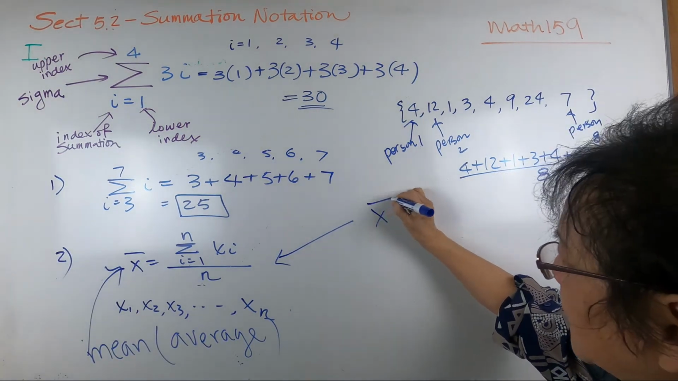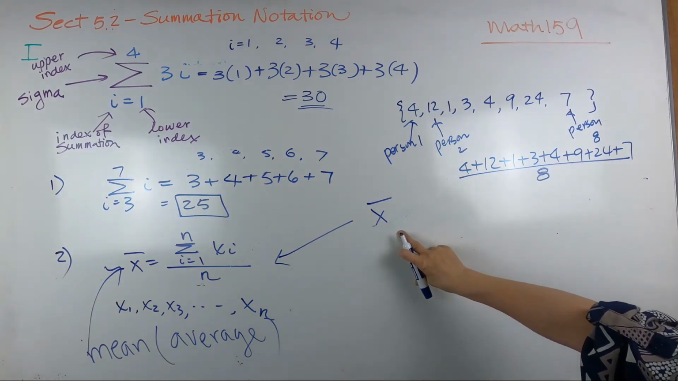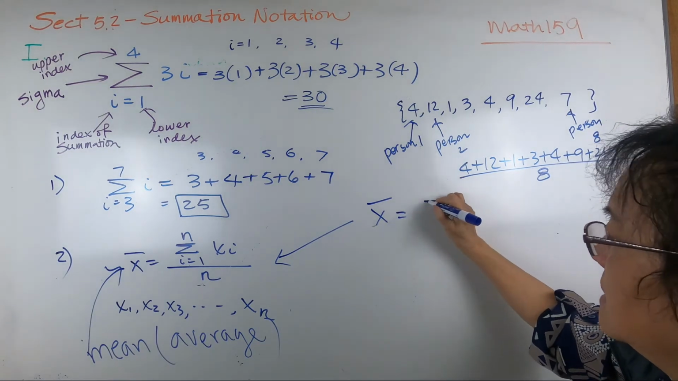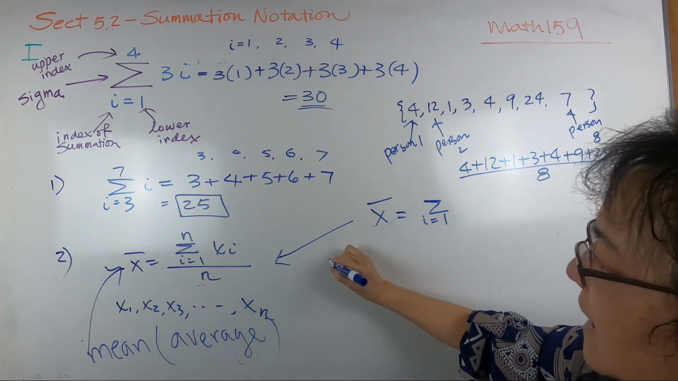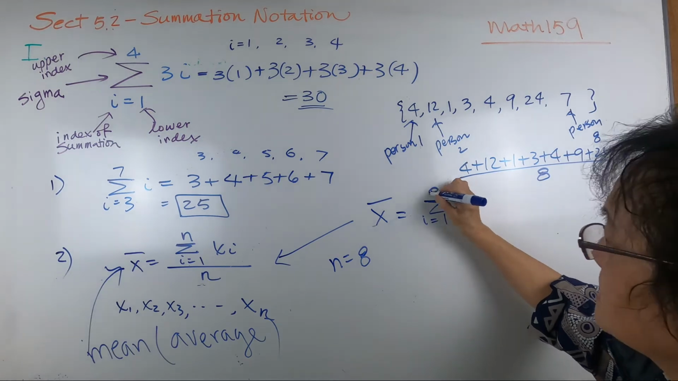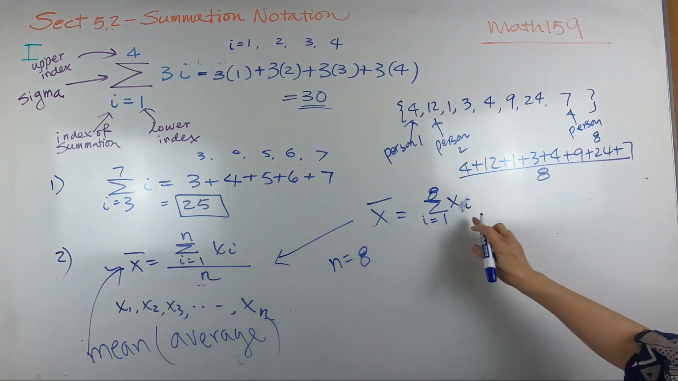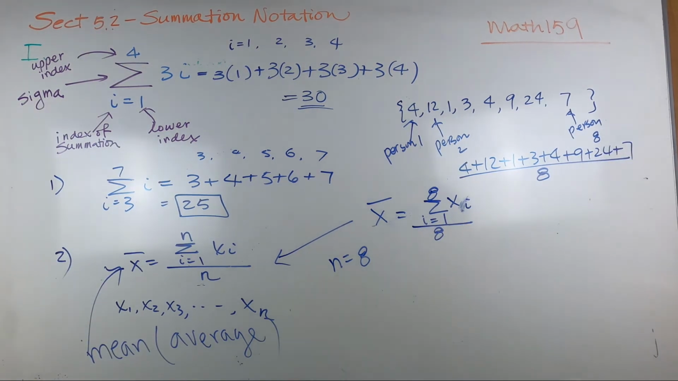We say, my survey's average, 8 persons, average how many partners they have. Then we will do what? Sigma, i is 1 to how many? Our n is what? 8. 8 persons for this case, right? We will do Xi. i can be 1, 2, 3, 4 all the way. Then divided by 8, right?